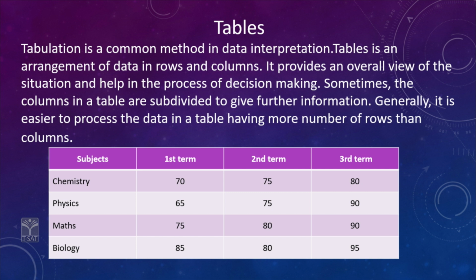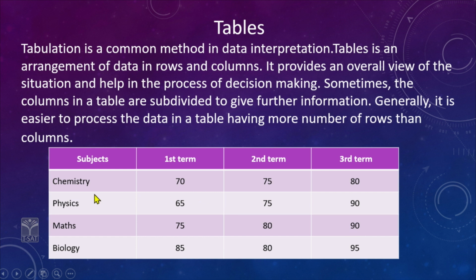Sometimes the columns in a table are subdivided to give further information also. Generally, it is easier to process the data in a table having more rows than columns. So, here we will see one piece of information, subjects: in the first term how many marks a student has secured, in the second term how many marks, and in the third term how many marks.